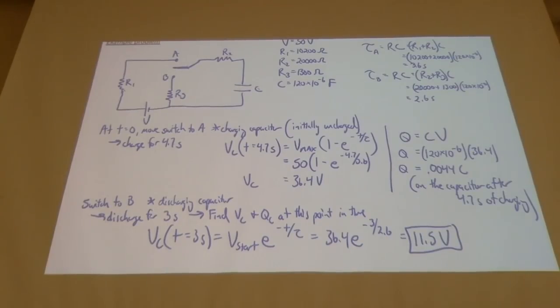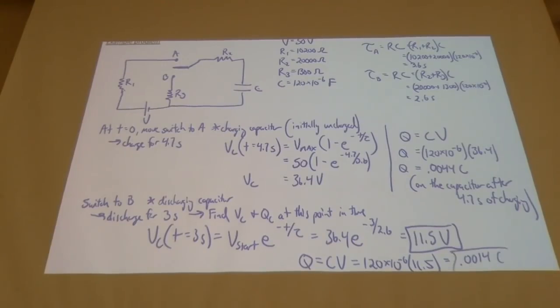And then you can once again use Q equals C times V, so that's 120 times 10 to the minus 6 times 11.5 volts, and it'll tell you exactly how much charge remains, which is 0.0014 coulombs remaining.